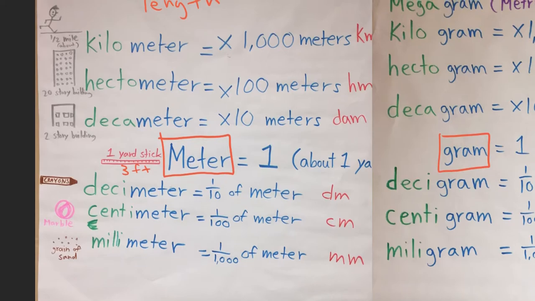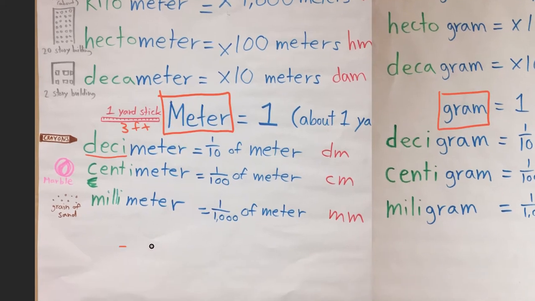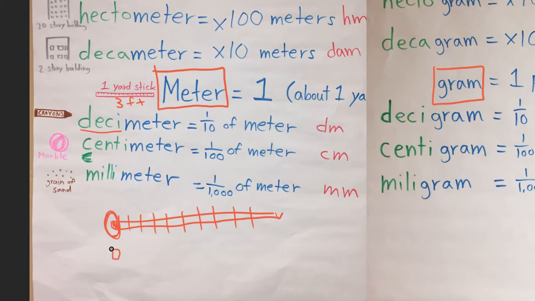For example, a decimeter is 1/10th of a meter. So deci means 1/10 of the base unit. So if I took my yardstick here, and if I broke it up into 10 equal pieces, 1, 2, 3, 4, 5, 6, 7, 8, 9, 10. I know it's not very equal, but yeah. If I just took one of these pieces and measured that one piece, it would equal 1 decimeter. Okay, if I broke up my yardstick into 10 equal pieces.